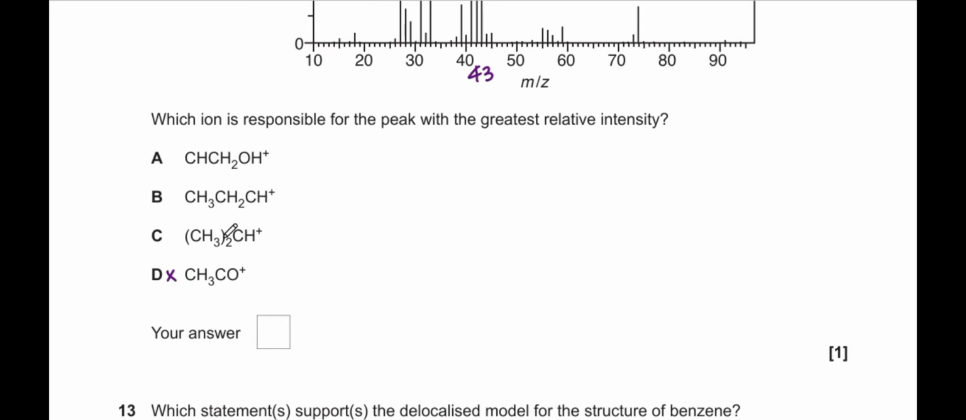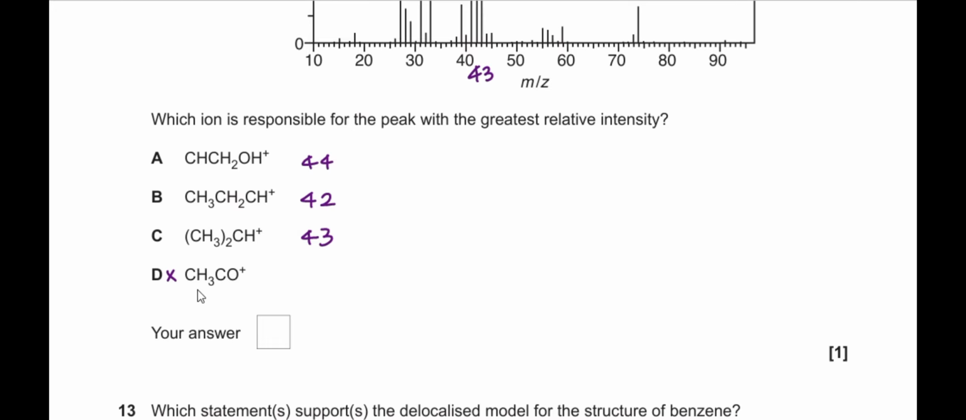Now let's look for the options which have an Mr equal to 43. So this is CH2OH: 12, 13, 25, 27, 44. Okay, so it cannot be. Then this one is 15 plus 14 is 29, 39, 41 plus 1 is 42. That also can't be. CH3 twice means 15 times 2, 30. Then 42 plus 1, 43. 43 is there, so it could be.